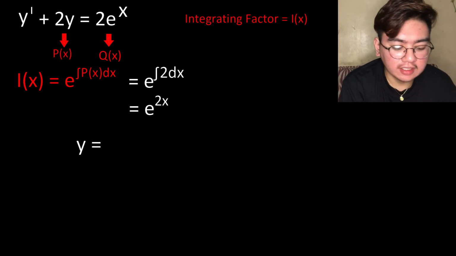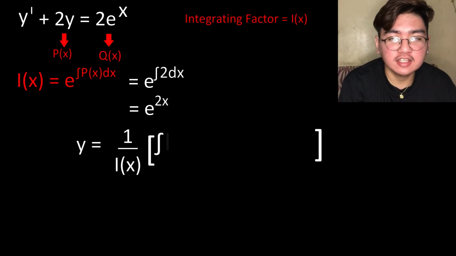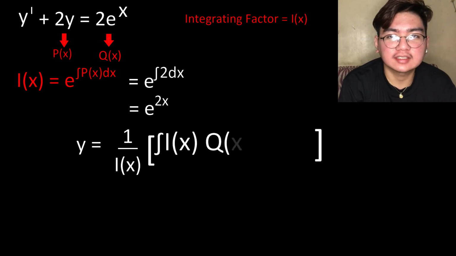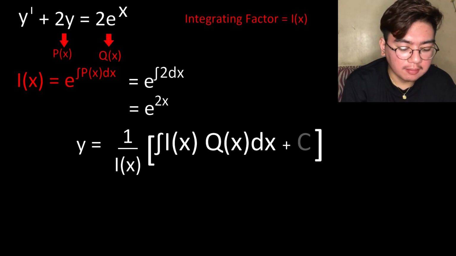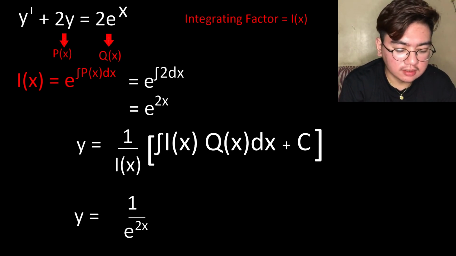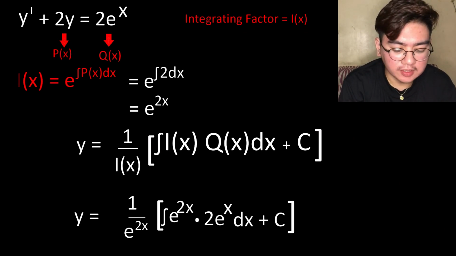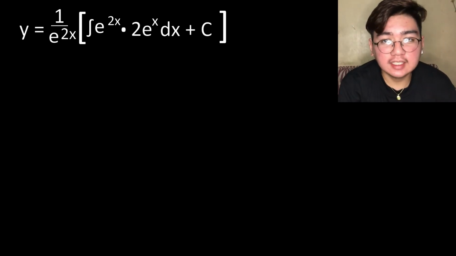Ang general solution ay y equals 1 over I of x times integral ng I of x times q of x dx plus c. Kaya ang magiging y equals 1 over e to the 2x times integral ng e to the 2x times 2e to the x dx plus c. Isisimplify natin ngayon yung equation.